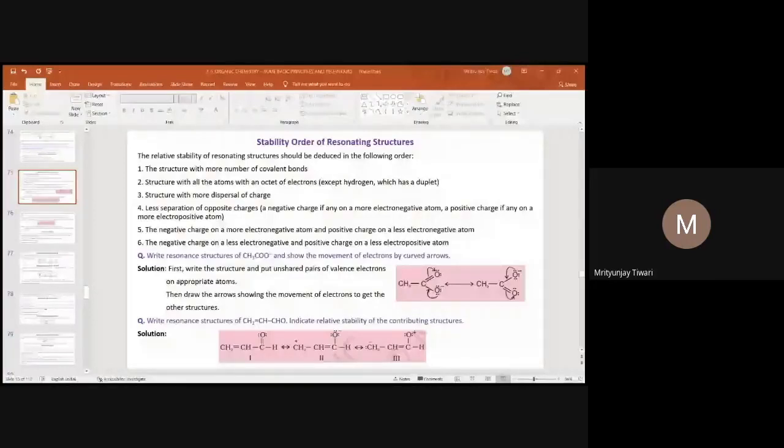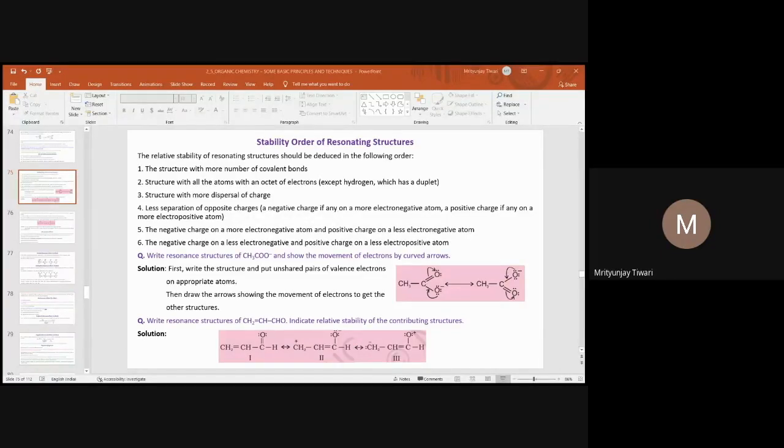So less separation of opposite charges means that if opposite charges are there, a negative charge is there, in that case the stability of that resonance structure will be more. However, if there is only one charge, positive or negative, in that case we will see a different thing: the dispersal of the charge.